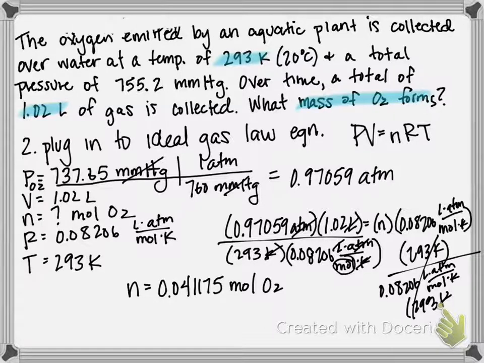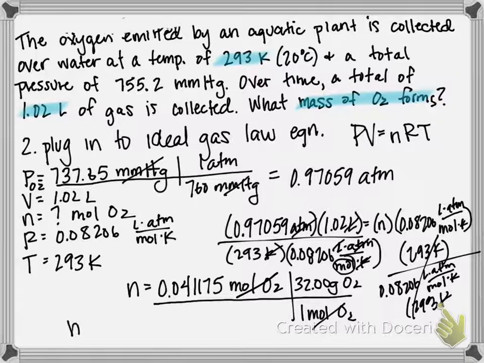Now I'm not quite done with this problem because it states that it wants the mass of oxygen in grams that forms. So to convert from moles to grams, I need to multiply by oxygen's molar mass. So O2, if I look on the periodic table, the molar mass of oxygen by itself is 16. I need to multiply that by 2 because gaseous oxygen exists as O2. So my conversion is going to be my moles of oxygen divided by 1 mole O2, and on top, 32 grams oxygen. Moles cancel, and I'm left with grams.